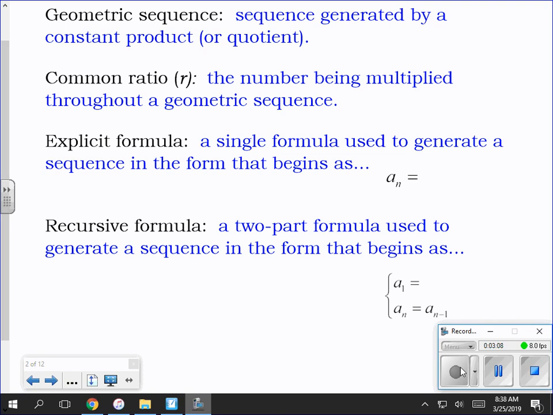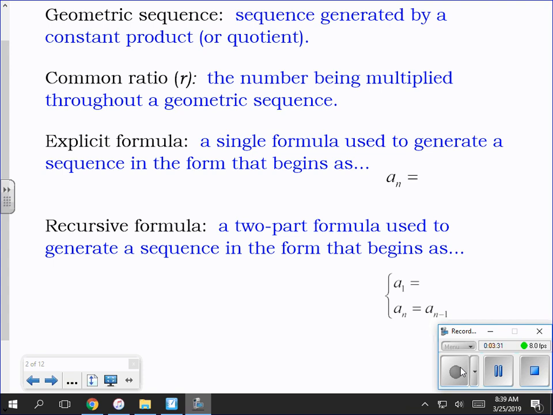Okay, a geometric sequence is a sequence generated by a constant product or quotient. In other words, you are multiplying by the same number each time. 1, 2, 4, 8, 16, 32, 64 is a geometric sequence. You're multiplying by 2 each time.